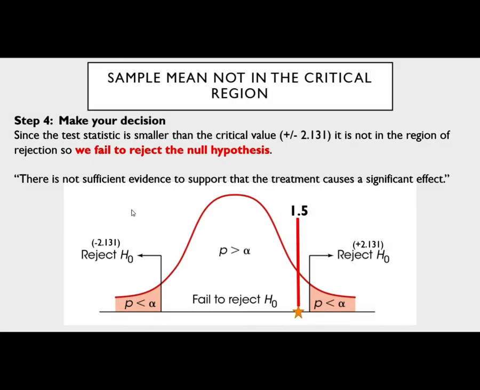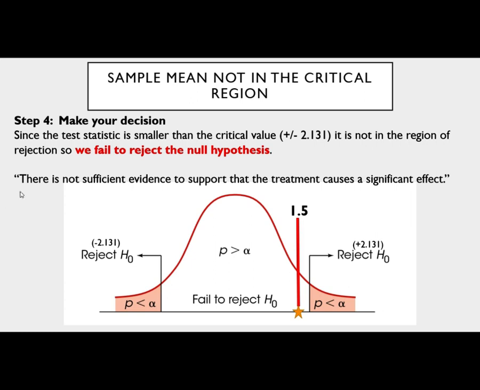So then we have to make our decision. Since the test statistic is smaller than the critical value, so if I look in the table, I see that we need to be bigger than 2.131 or smaller than negative 2.131 from the t-table, and we got a 1.5. We're here. We're not in the region of rejection, so we fail to reject the null hypothesis.